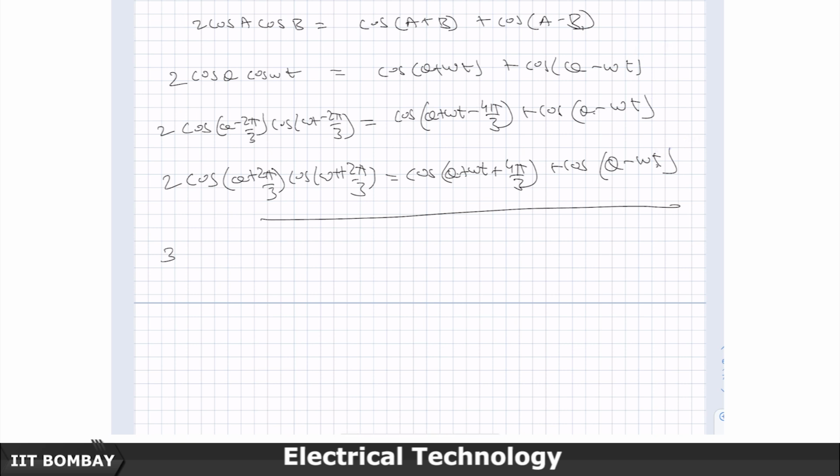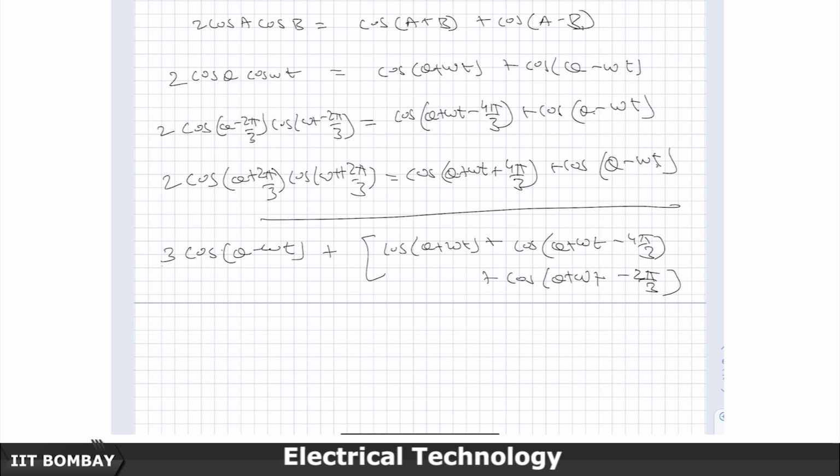So, I will get 3 cos of theta minus omega t, plus cos of theta plus omega t minus 4 pi by 3, which can be written as minus 4 pi by 3 itself, plus cos of theta plus omega t plus 4 pi by 3, which can be written equivalently as minus 2 pi by 3, because cos of psi is the same as cos of psi minus 2 pi.